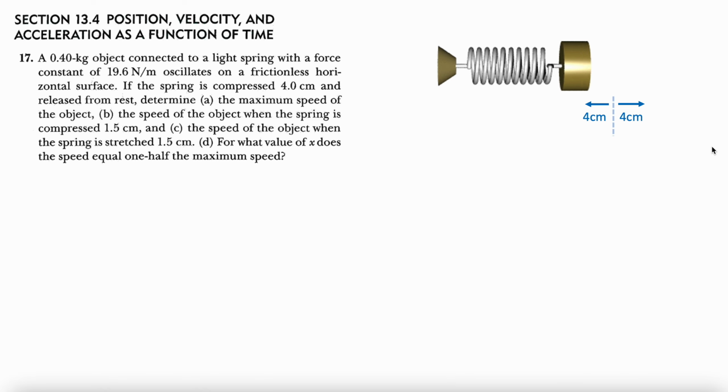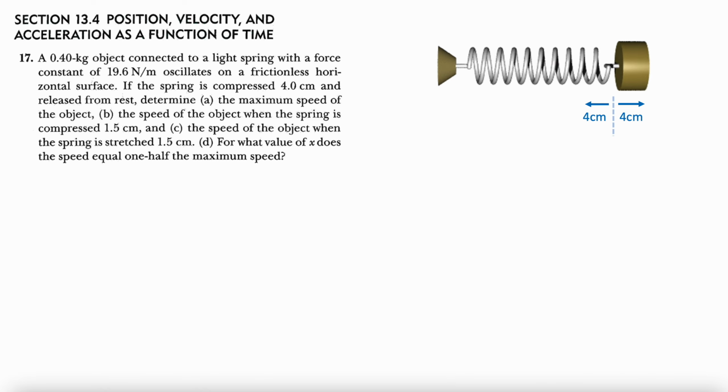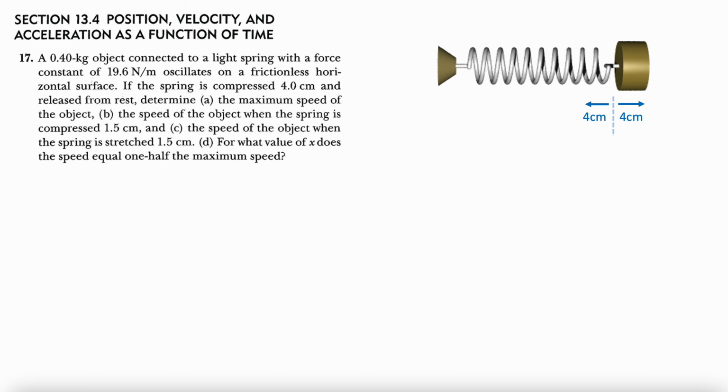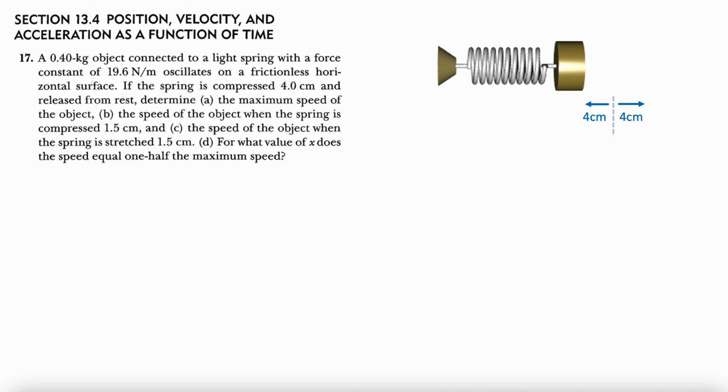So for number 17, we've got a 0.4 kilogram object connected to a light spring with a force constant of 19.6 newtons per meter, oscillates on a frictionless horizontal surface. If the spring is compressed 4 centimeters and released from rest, determine the maximum speed of the object.